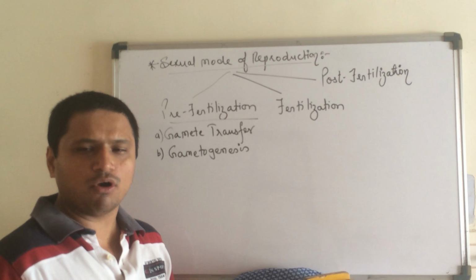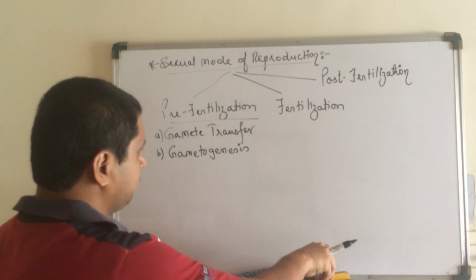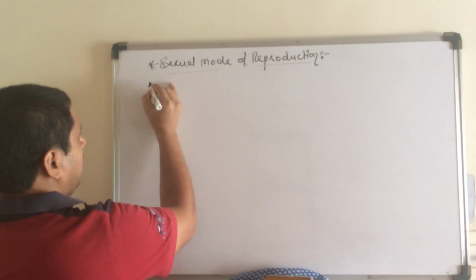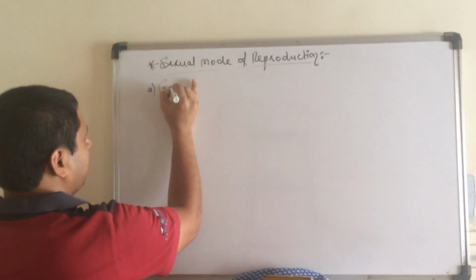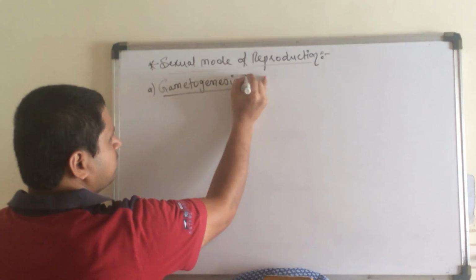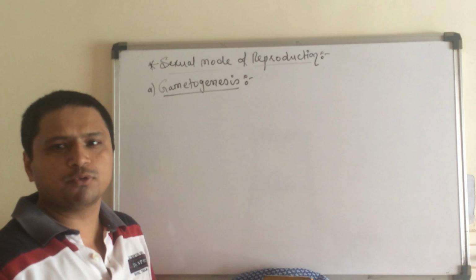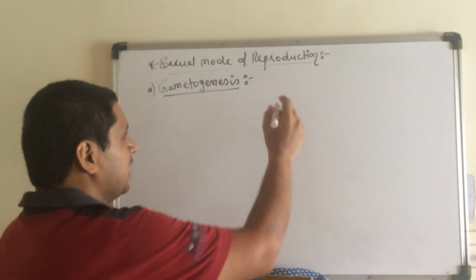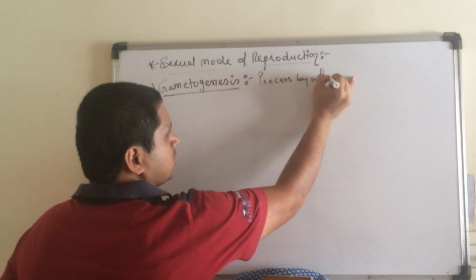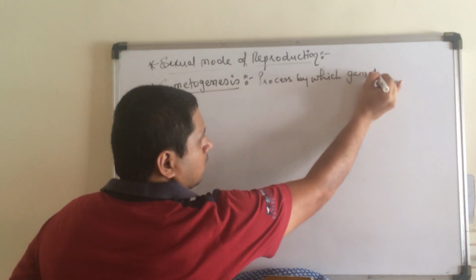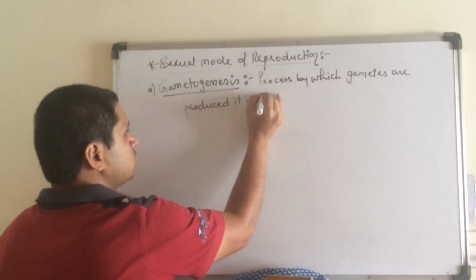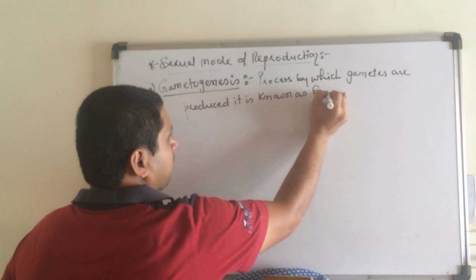Now, how does it take place in different organisms like the plants and the animals? Let us talk about it, children. The first thing is known as gametogenesis. The process by which the gametes are produced is known as gametogenesis.